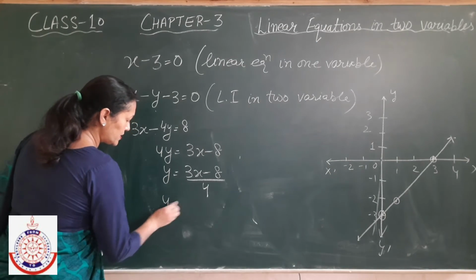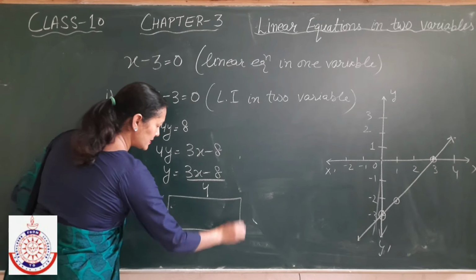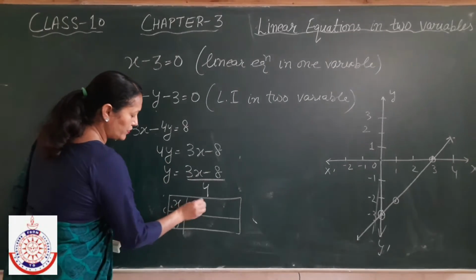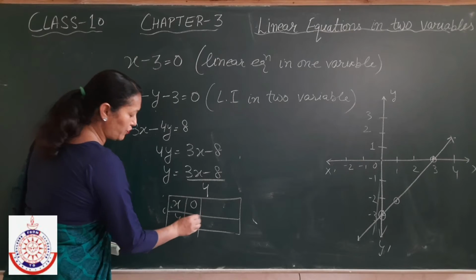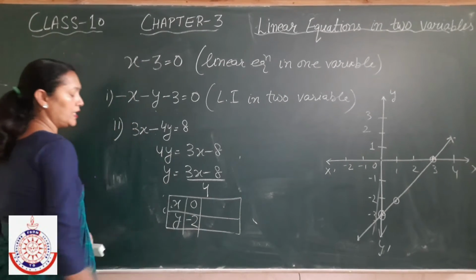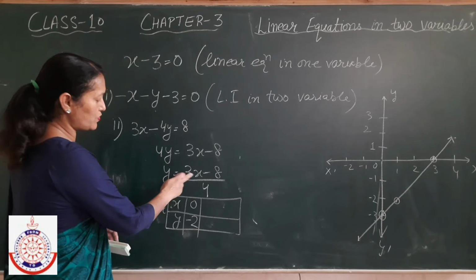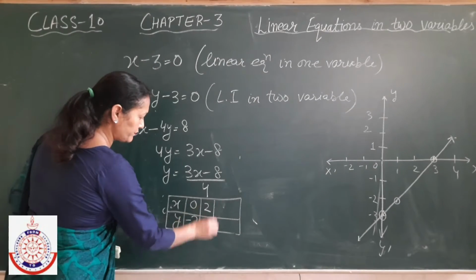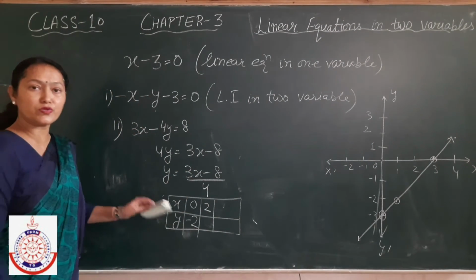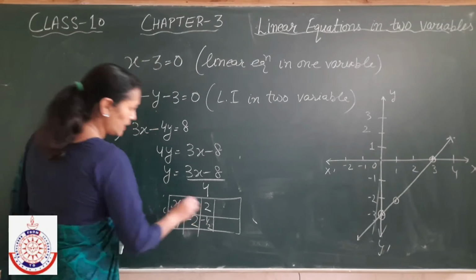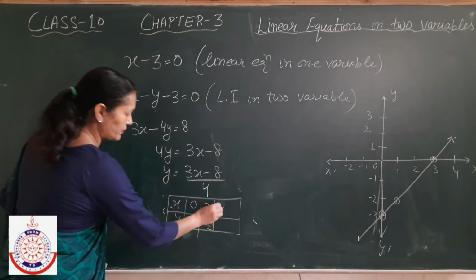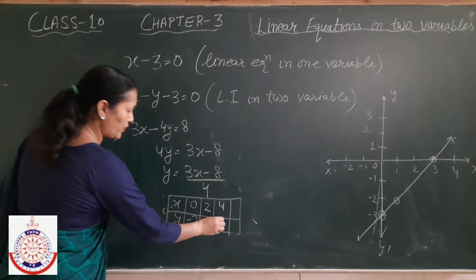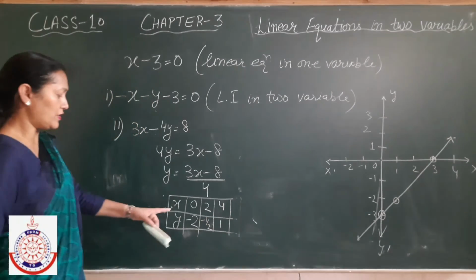Again, say I am taking x as 0, this will become minus 8 upon 4, which will be minus 2. In case I take x as 1, it will be minus 5 upon 4. In case I take x as 2, 3 2s are 6. Minus 2 upon 4 means minus half. In case I take x as 4, it will be 4 3s are 12. 12 minus 8 is 4. 4 upon 4 is 1. So just try with these values.